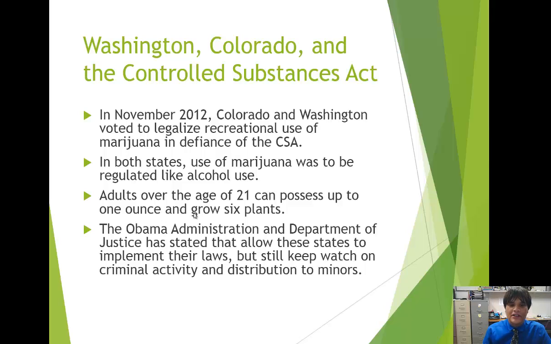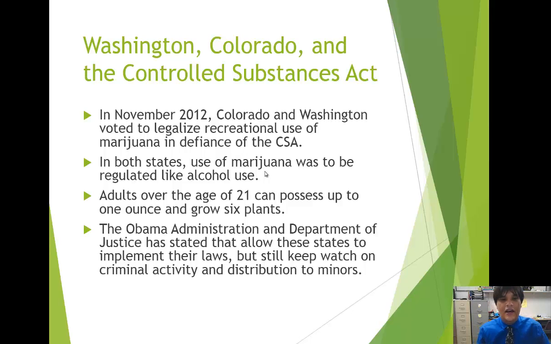Now, in addition to Washington and Colorado, you have Oregon and Alaska who have also legalized recreational use of marijuana. In all 4 states now, the use of marijuana is to be regulated like alcohol use. Adults over the age of 21 can possess up to 1 ounce and grow up to 6 plants, although I'm not really sure how they enforce that 6 plants rule, because you could probably just grow a 7th and not have anyone know about it. But it's regulated just like alcohol.